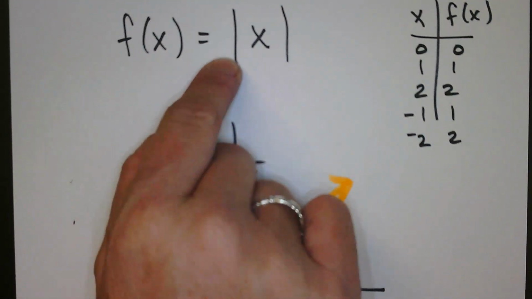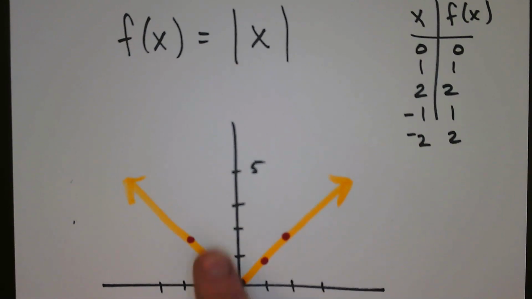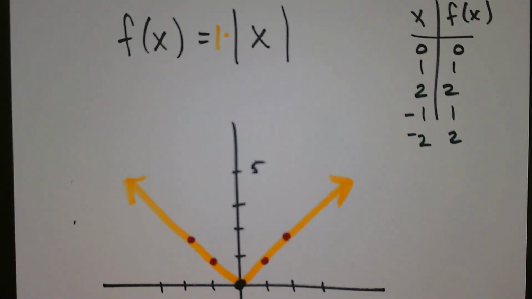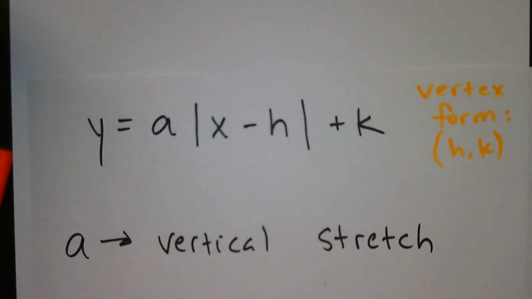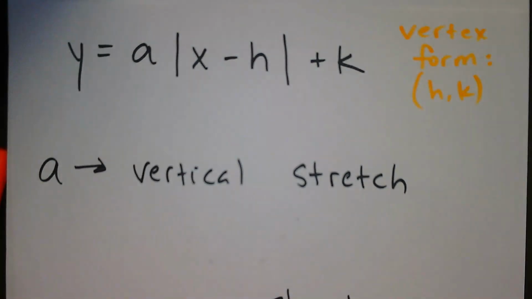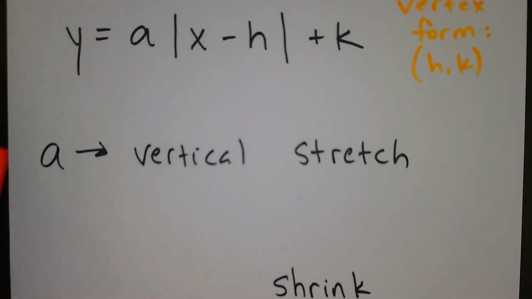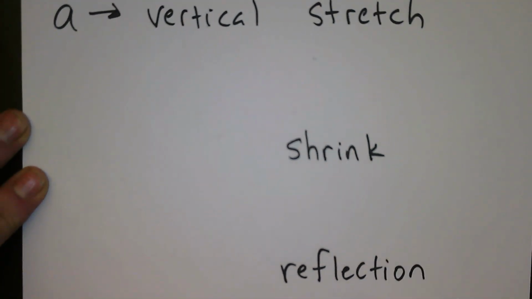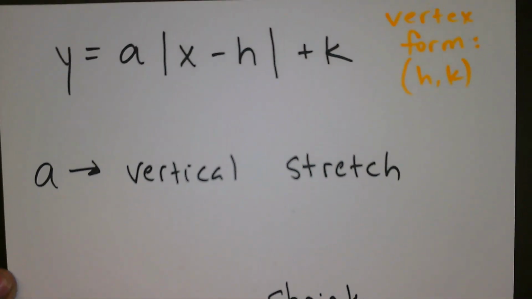And so the question becomes, what happens if I change this number out here from 1? We don't see it, but right now there is a multiplier there of 1. It's 1 times the absolute value of x. So we're going to talk about what happens when our multiplier is not 1, when a is a number other than 1. The three things that can happen are a vertical stretch, a shrink, or a reflection. So we'll talk about them individually.